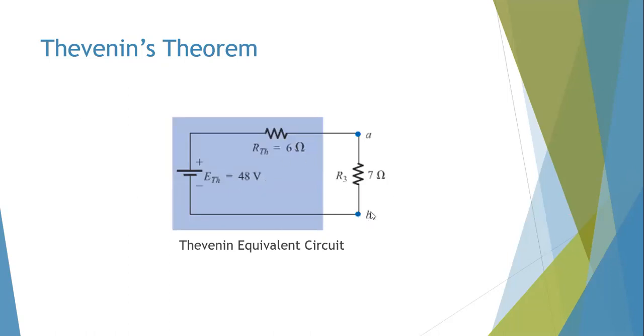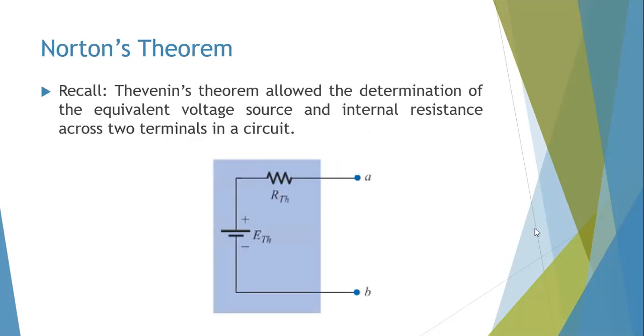And now at this point, if you wanted to find the voltage across your R3, 7 ohms, it is simply 7 over 13 times 48. If you wanted to find what current is flowing through R3, it's simply 48 divided by 6 plus 7, because they're in series.